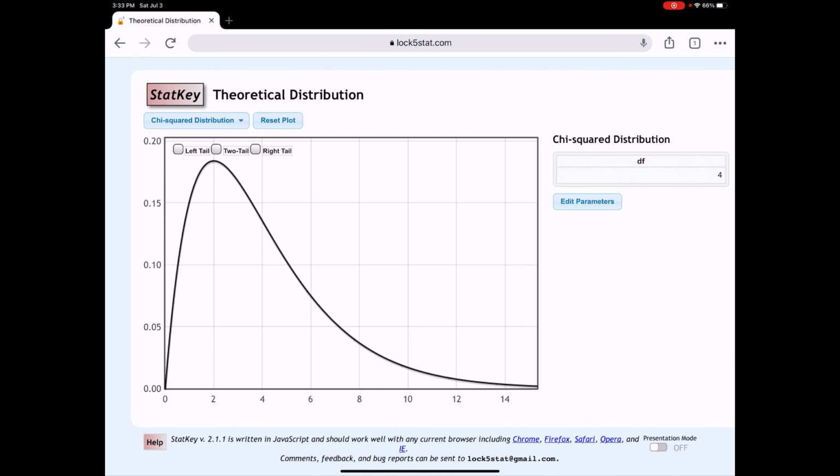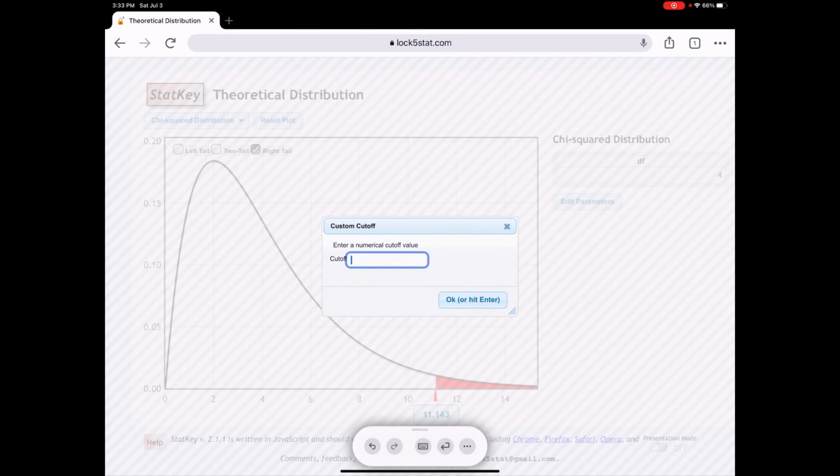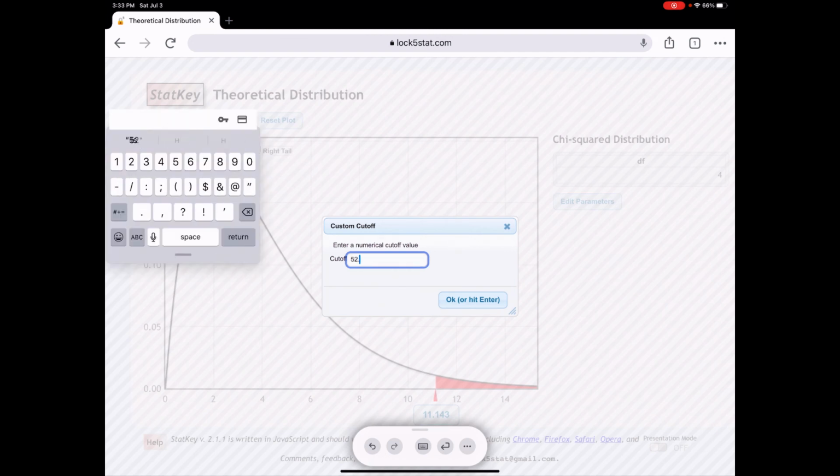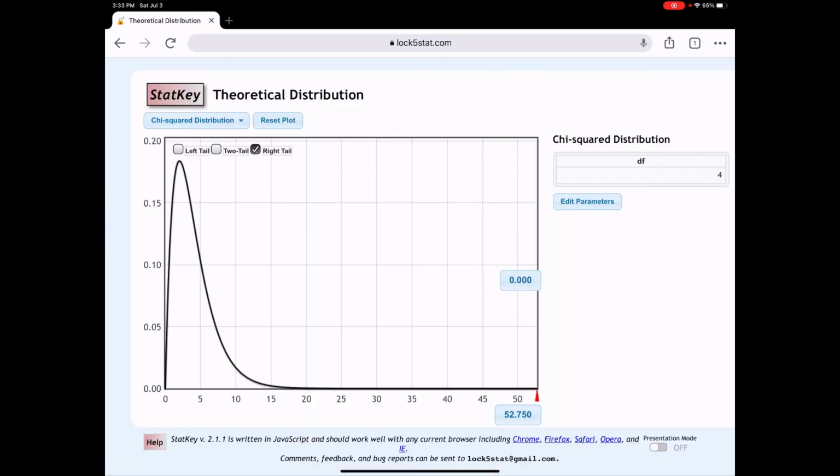And if you remember, the distribution looked a lot like this curve here. It kind of peaked out around 2 or 2.5, started tailing out around 10. So this looks very similar. We can do the same thing. We can hit right tail. We can test our value of 52.75. And you can see a very similar picture, except this one has a smooth curve drawn instead of piles of dots.